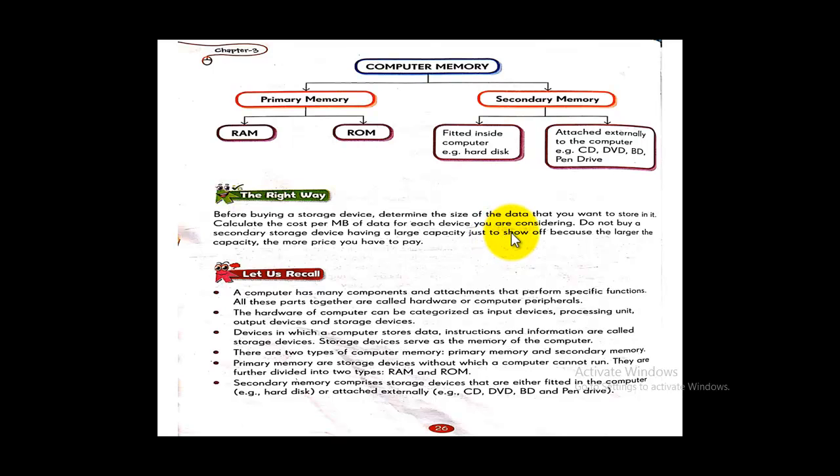If you do not need it, do not buy a secondary storage device having a large capacity just to show off, because the larger the capacity the more price you have to pay.